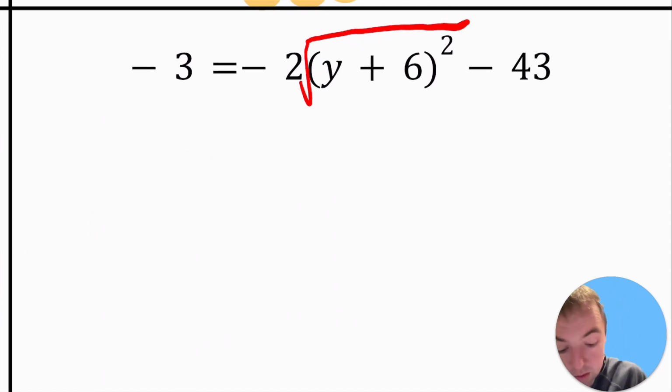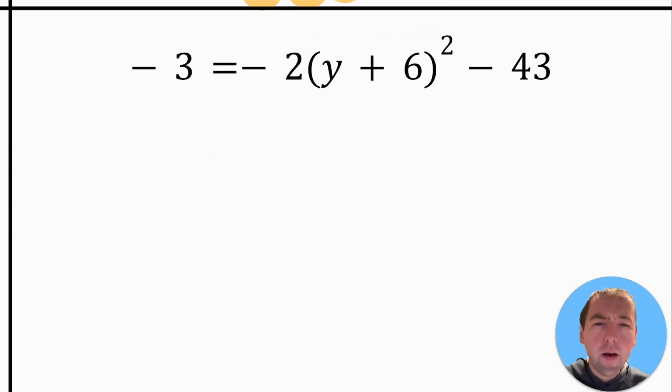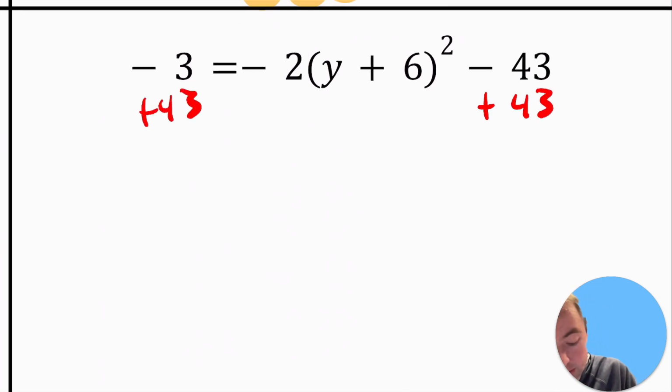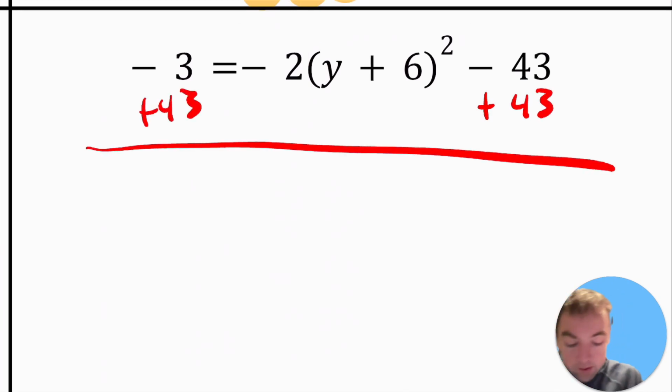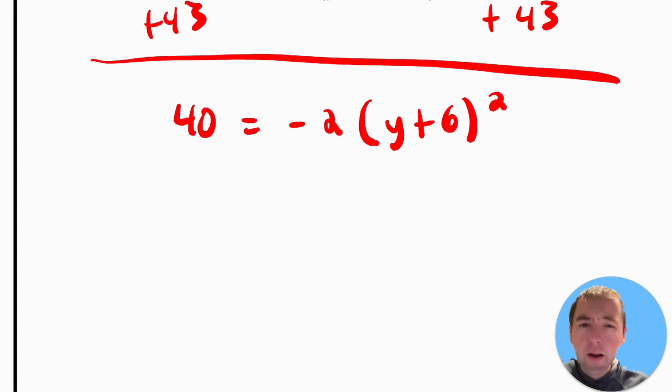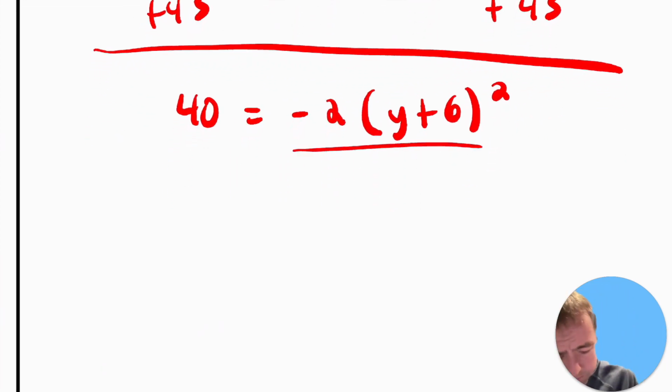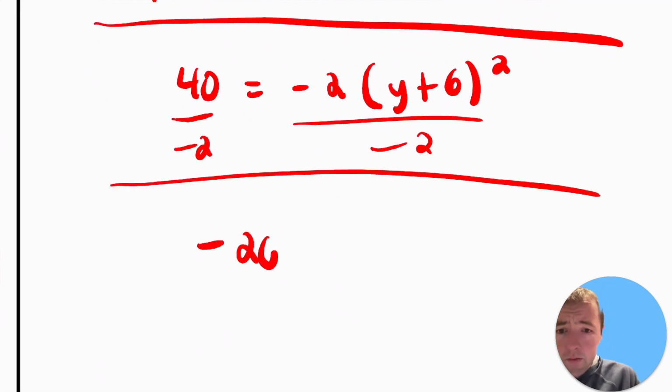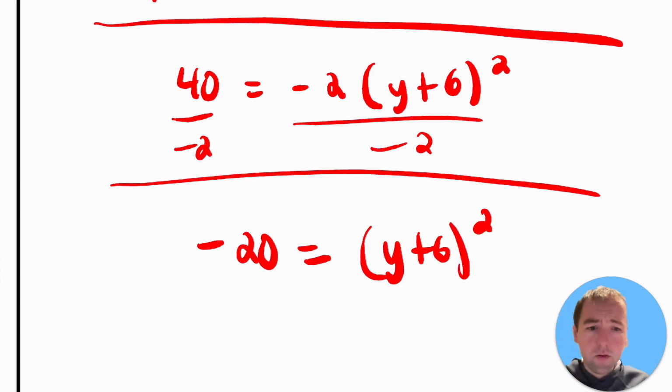Okay, so jumping back to this one right here. We want to get the y plus 6, that quantity squared, all alone. So I'm going to add 43 to both sides here first. And that's going to give me 40, which is going to equal -2 times the quantity y plus 6 squared. And then I'll divide by the -2. And that's going to give me -20 equals the quantity y plus 6 squared.